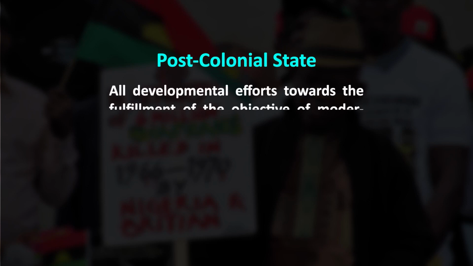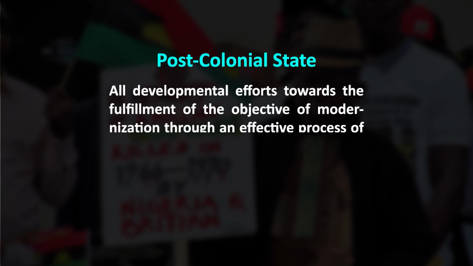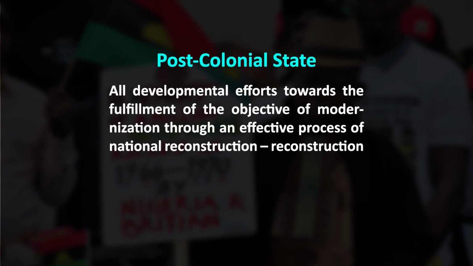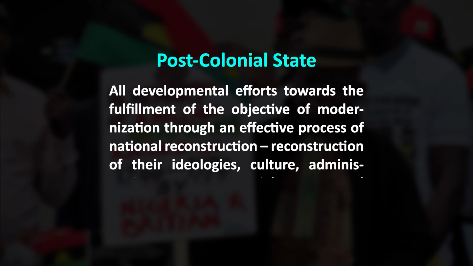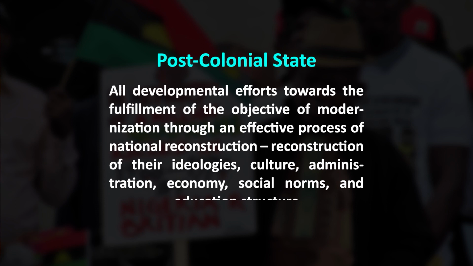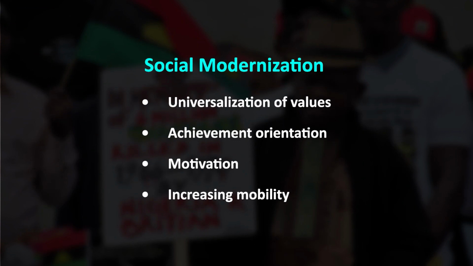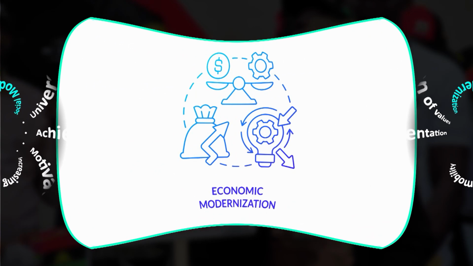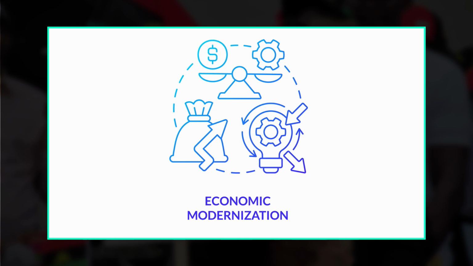The post-colonial state focused all developmental efforts towards the fulfillment of the objective of modernization through an effective process of national reconstruction. That is, reconstruction of their ideologies, culture, administration, economy, social norms, education, etc. Social modernization implies universalization of values, achievement orientation, motivation, and increasing mobility. Economic modernization involves the transformation of economies from poor agricultural subsistence societies to modern industrial societies.